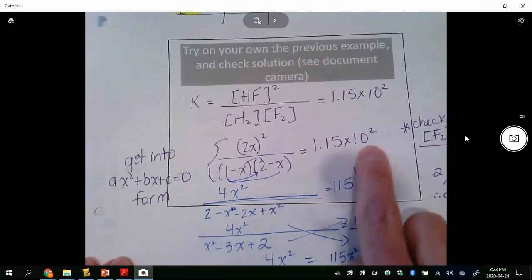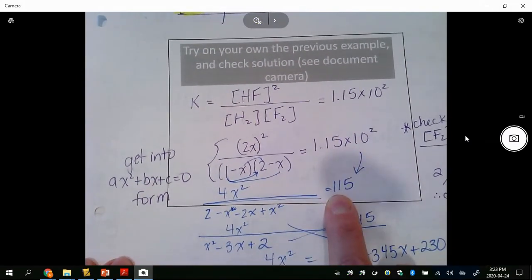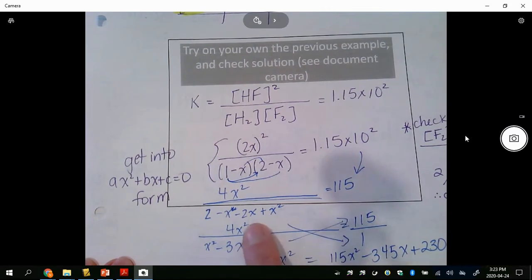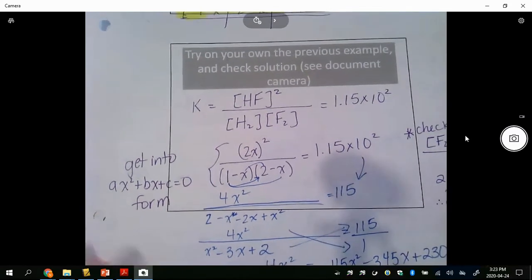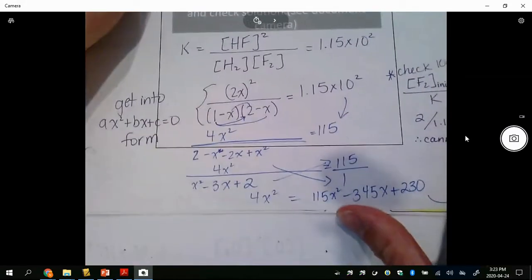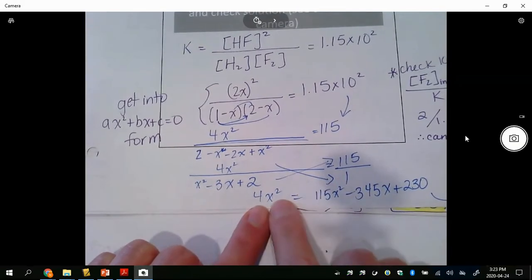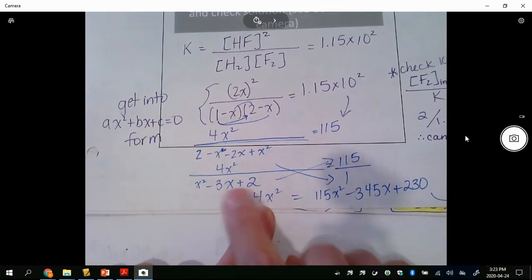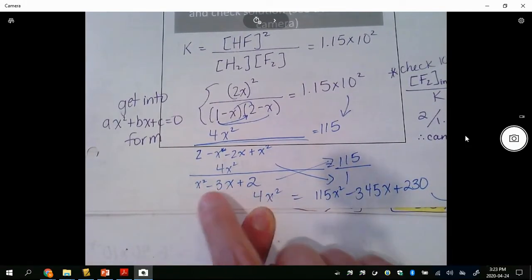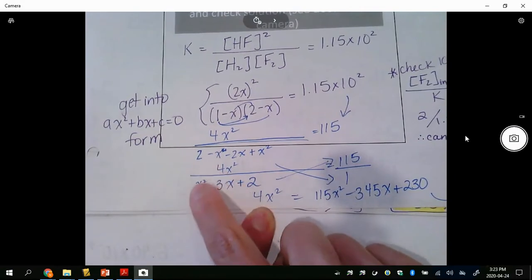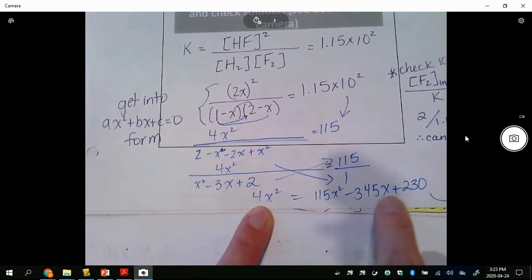And I'm simply going to simplify this to make this 115 on this side. And then I'm crisscrossing. So 4x squared times 1 is 4x squared equals 115 times this. So I'm going to multiply 115 by all of this. That's shown right here.